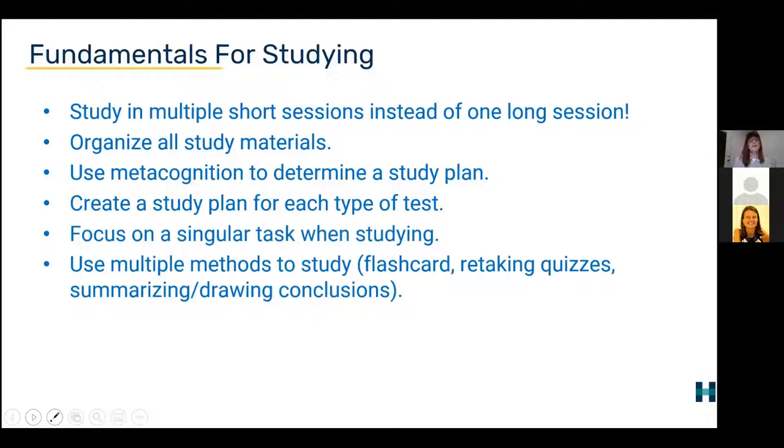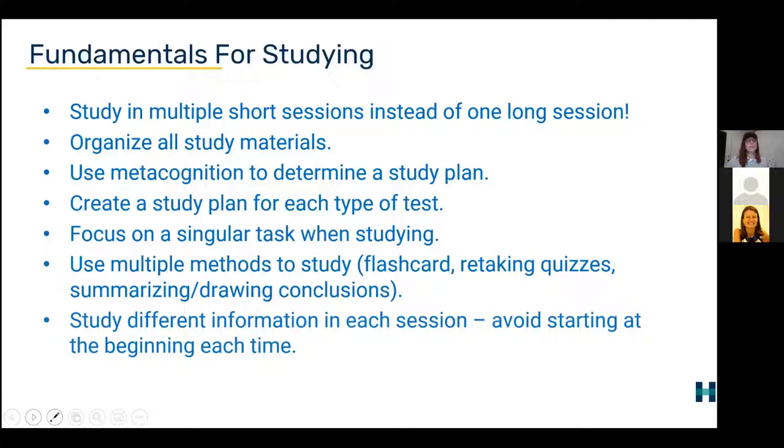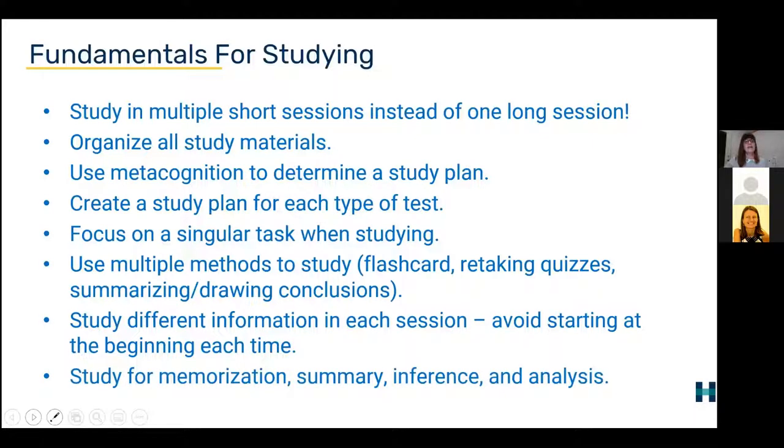Using multiple methods. Don't just use flashcards over and over and over. You're going to use flashcards, retake the teacher quizzes, make a summary chart, and draw conclusions. Study different information each session, avoiding starting on the first page of the notes every single time that you study. And study for memorization and summarizing and making inferences, and especially for high school students, doing analysis. We want to avoid what most students always study for, which is pure memorization.